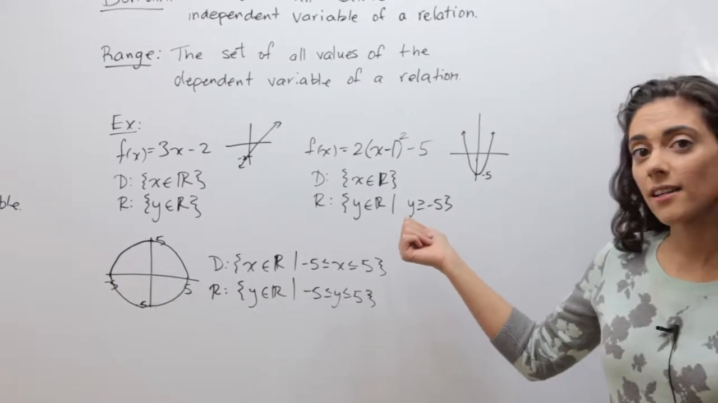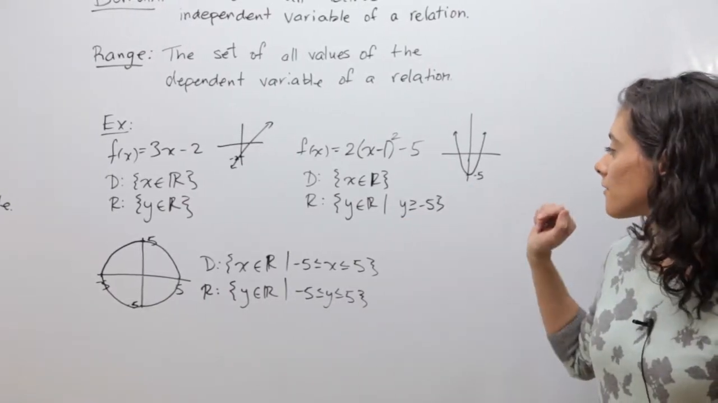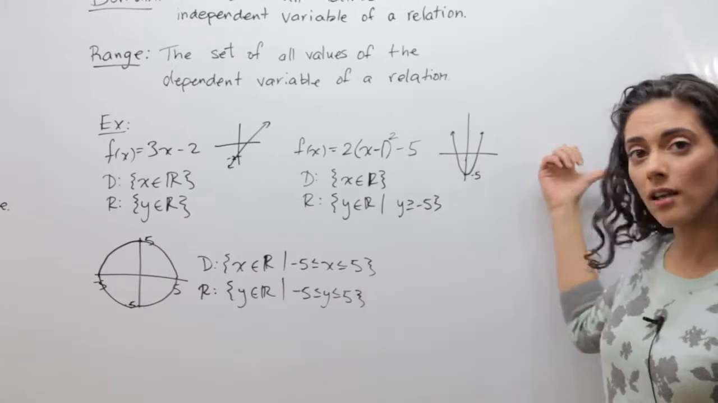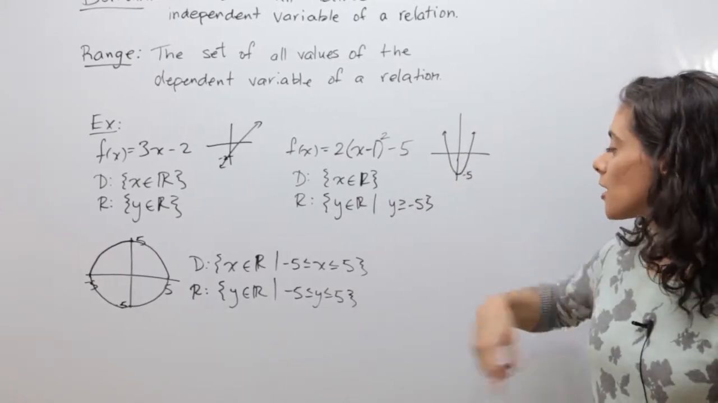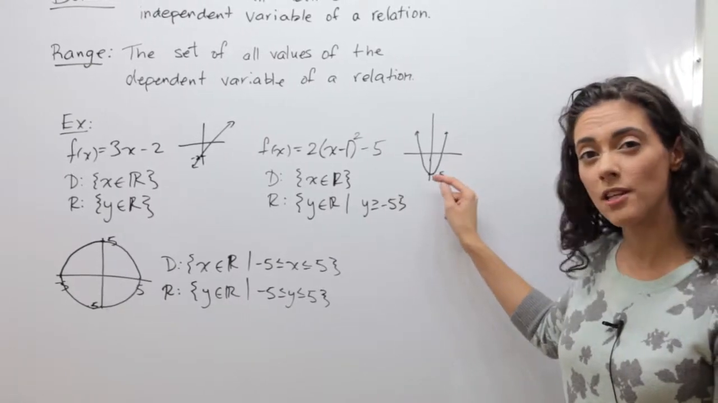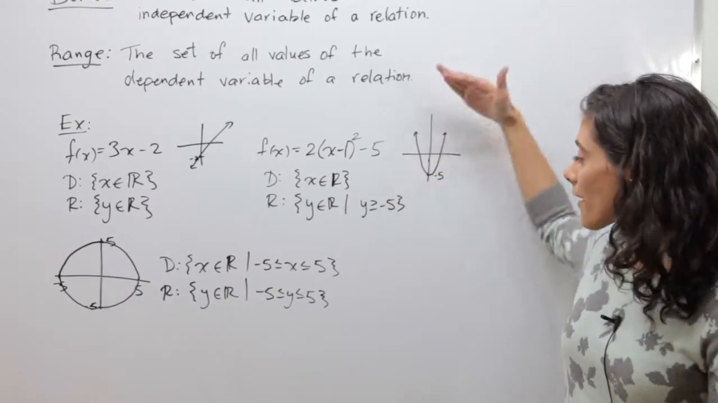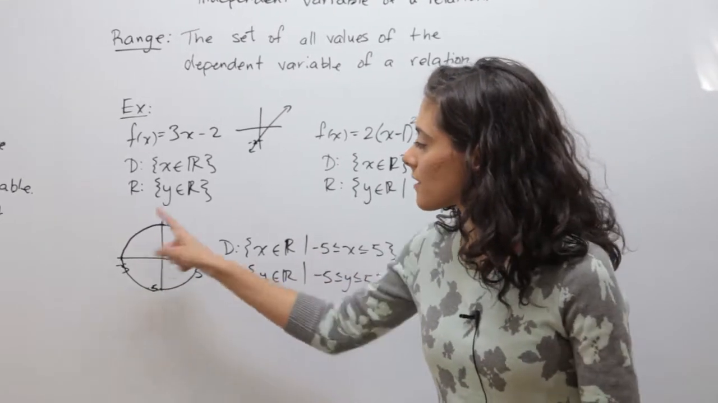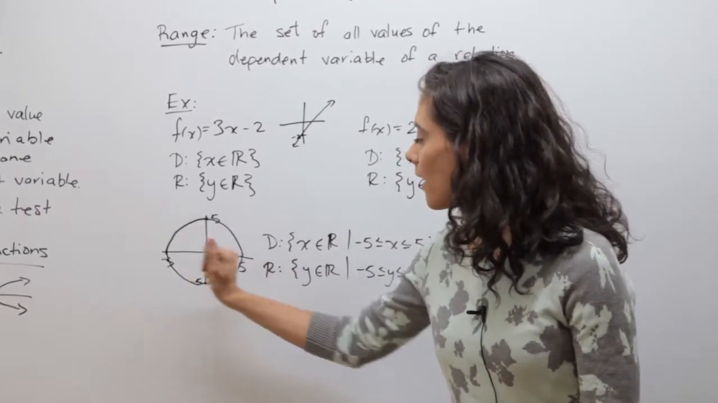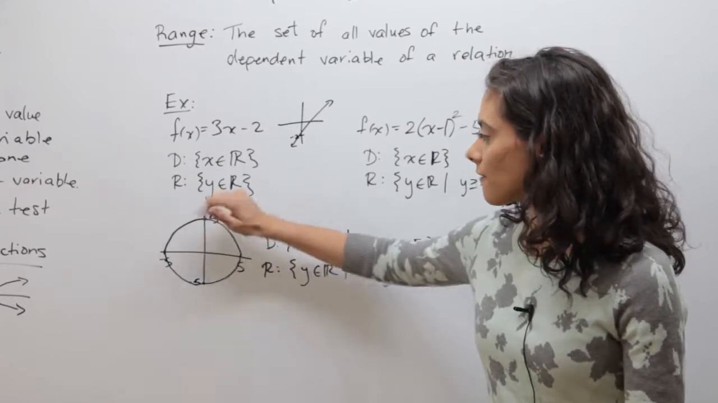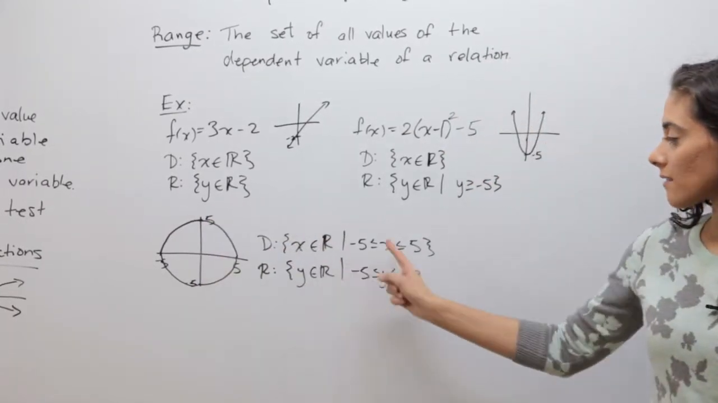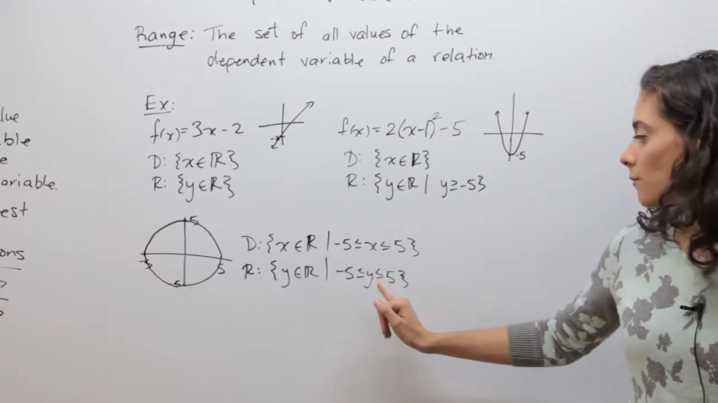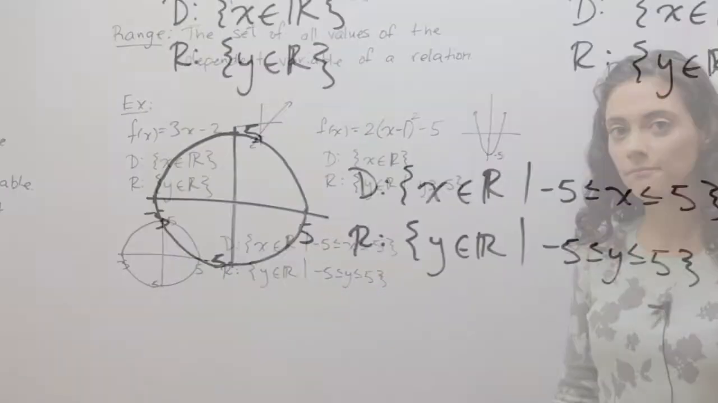Here we've got a quadratic. It's got a minimum at -5. The domain, x is an element of all real numbers. X goes to positive infinity, negative infinity, but y on the other hand, because we have a minimum, y is greater than or equal to -5. And lastly, a circle. You can see that this circle only goes from -5 to 5 this way, and -5 to 5 that way. So the domain is x has to be between -5 and 5, and y has to be between -5 and +5.